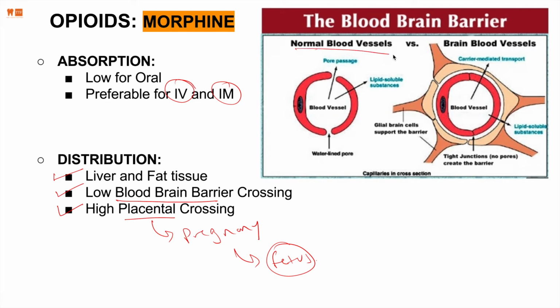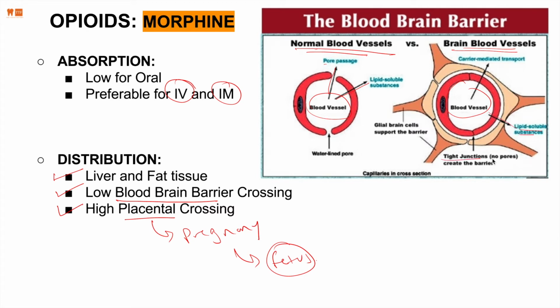This is a normal blood vessel, right? Where there's the inside of the blood vessel, which is pores passing through, the lipid solubility substances passing through, and there are water-lined pores. So basically that's how our blood vessels and the contents within them will pass. However, in the blood-brain barrier vessels, we got the inside of the vessel, but lots of different protection. Not things will easily pass through, right? Only lipid-soluble substances can pass through.